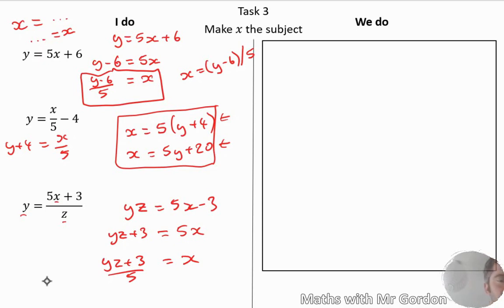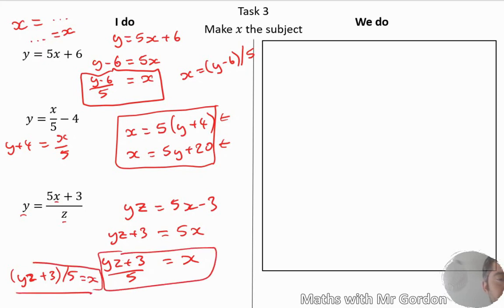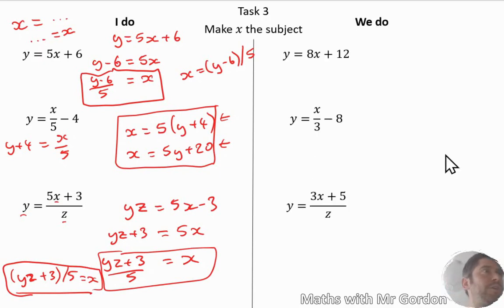Again, if you're on a computer, you would want to write this as yz, that's a z, not a 2, plus 3 divided by 5 equals x. Okay, you could write it as either of these ways, but on a computer, you'd want to write it that way. Here are some very similar questions for you to have a go. Good luck.